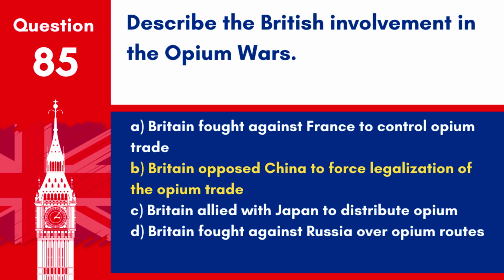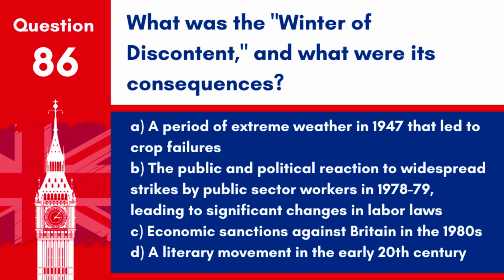Answer: B. Britain opposed China to force legalization of the opium trade. The Opium Wars in the mid-19th century were fought between Britain and China to enforce trade rights, including the trade of opium. Question 86. What was the Winter of Discontent, and what were its consequences?